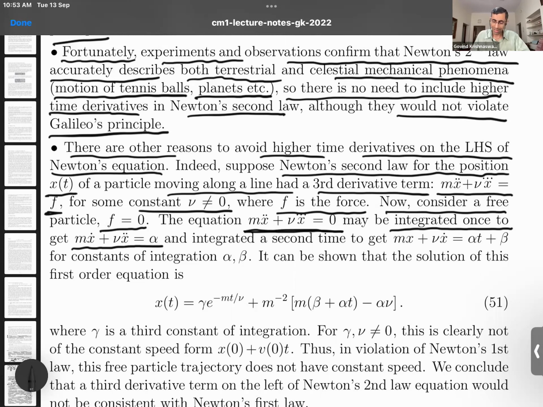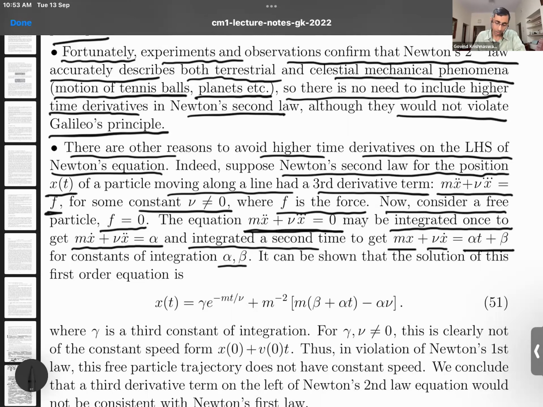Can integrate it once more, a second time, to get mx plus nu x dot is equal to alpha t plus beta. Okay, so one more constant of integration, and then alpha becomes alpha t. I'm integrating with respect to time from t equal to 0 to t. Okay. So we got two constants of integration.